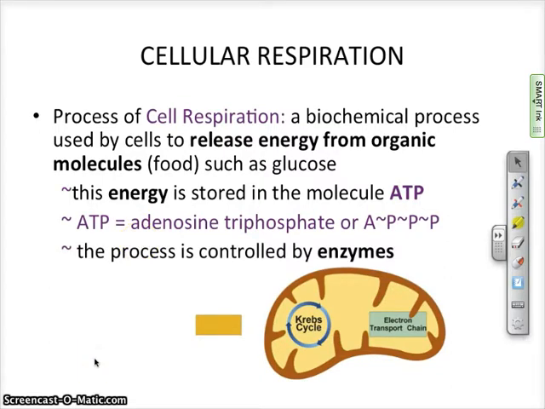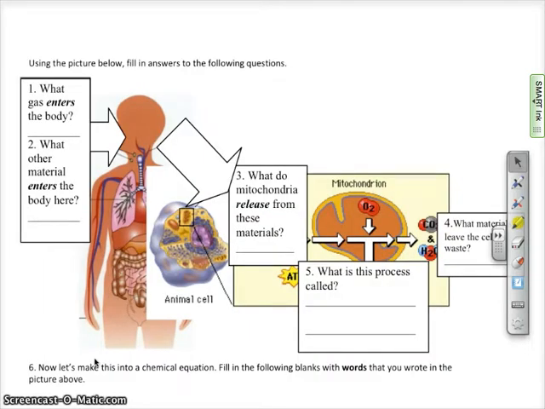This process is important because it's controlled by enzymes. Using this picture, let's answer the following questions. Number 1, what gas enters the body? Oxygen. Number 2, what other material enters the body here? Glucose, or food. Number 3, what do mitochondria release from these materials?